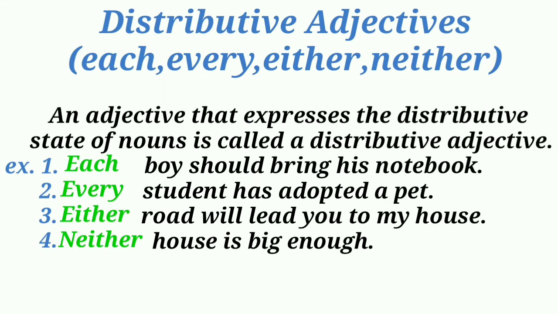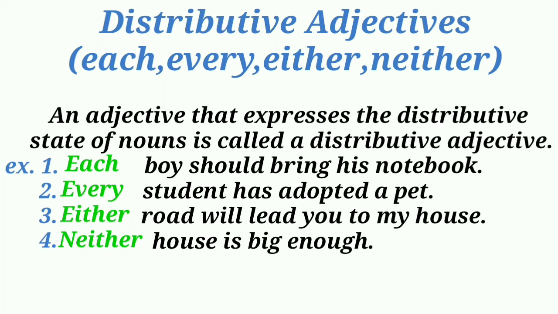Next one, distributive adjectives. Distributive adjectives refer to each one of a number. There are 4 distributive adjectives: each, every, either, and neither. An adjective that expresses the distributive state of nouns is called a distributive adjective.